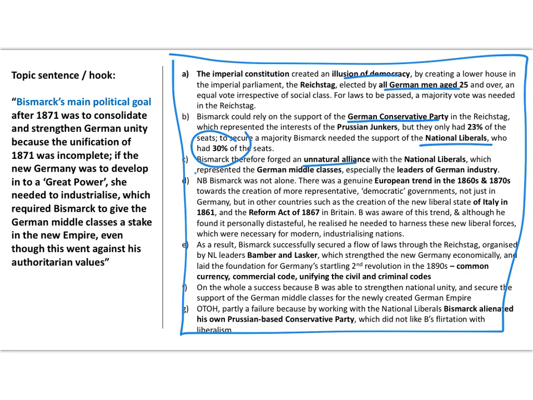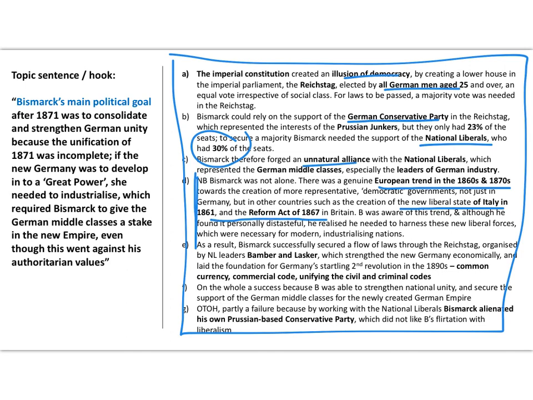And there it is an important point to hit at those top levels. It's showing an awareness of what we call synoptic knowledge, that you know more than just what was happening in Germany at this time. You've got an awareness beyond that. There was a genuine European trend at this time to bring in the middle classes, to give the middle classes a say in the running of the countries.